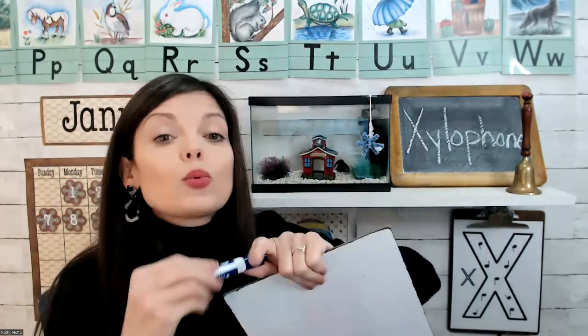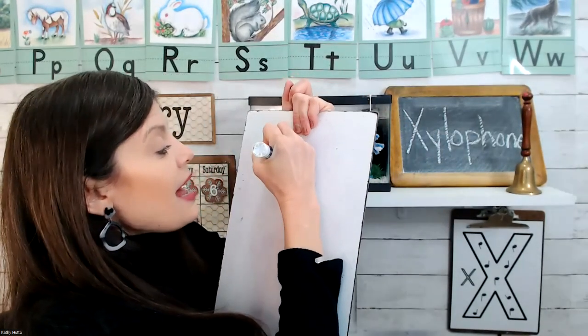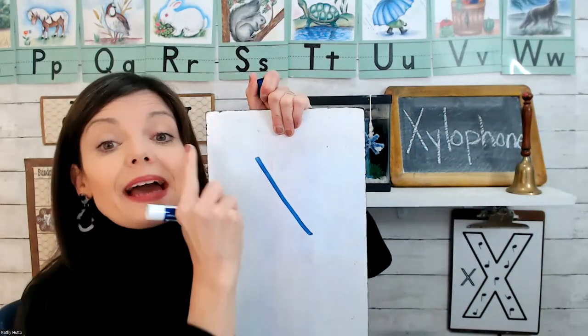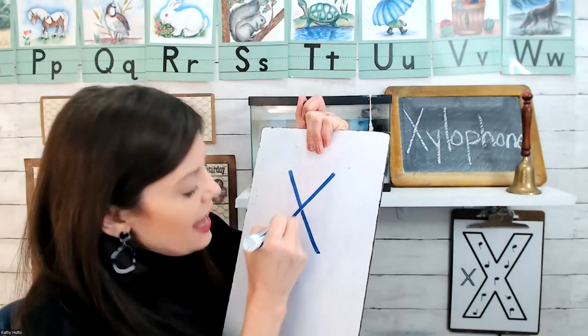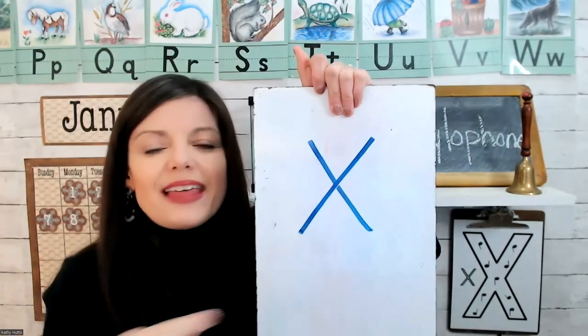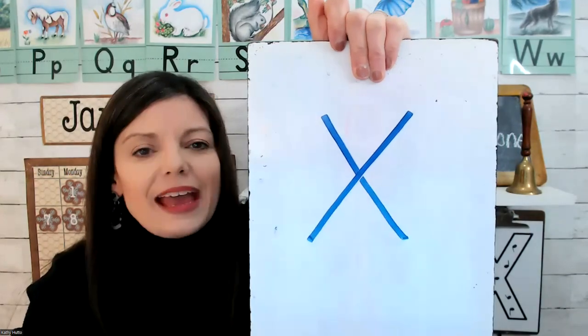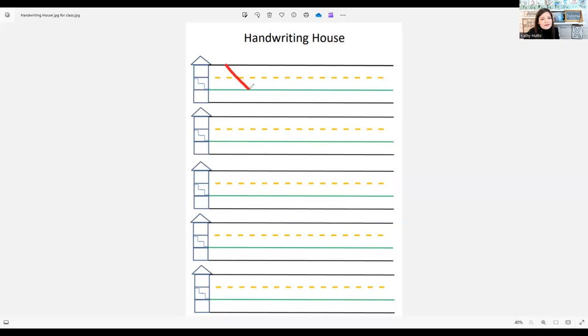To write letter X, we're going to start at the top, slide down to the bottom, go back up and move over, and slide the other way. This way, that way. Let's practice writing uppercase letter X. Slide this way, and then slide that way. I like to say crisscross when I'm practicing my letter X's. Crisscross.